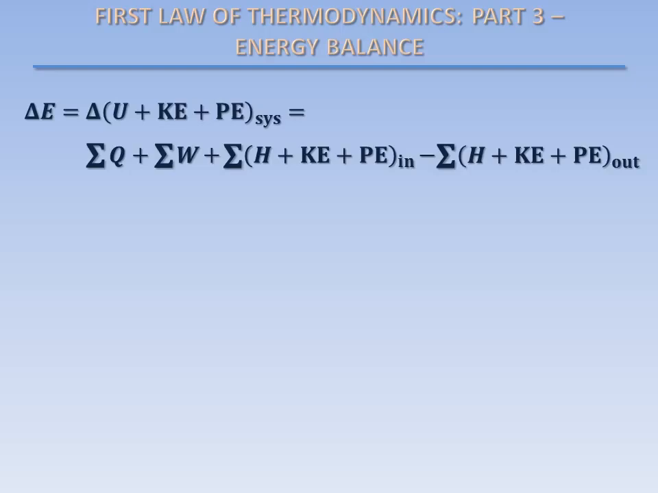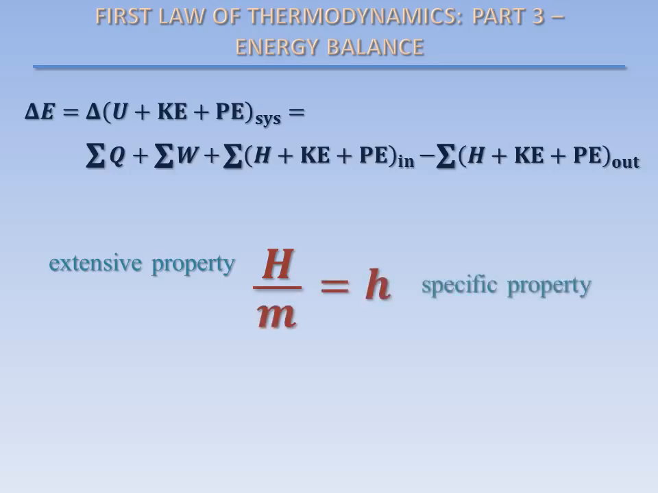Let's make one more change to our equation. Right now, the total enthalpy of the mass entering and leaving the system are denoted by a capital H. This is an extensive property, which means that its value depends on the size or extent of the system. If we divide this by the total mass, we end up with a specific property. A specific property is an extensive property per unit mass. Specific properties are usually denoted by lowercase letters. Here, the specific enthalpy is denoted by a lowercase h.